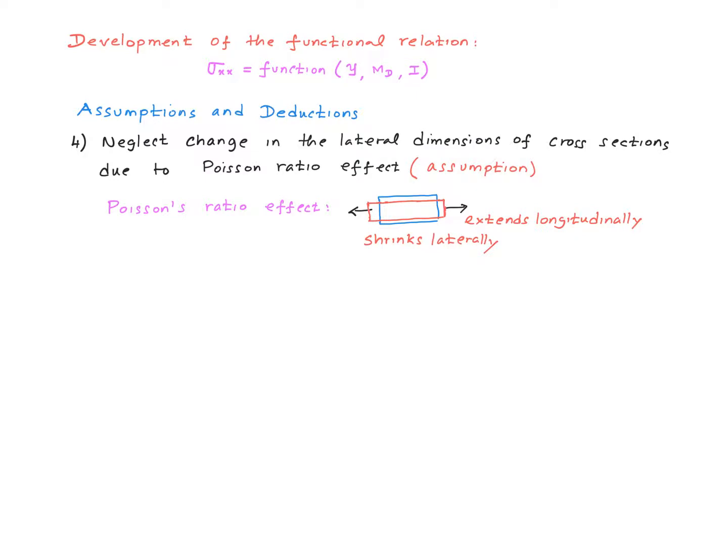We're going to make one more assumption, which is that the change in the lateral dimensions of cross sections due to the Poisson ratio effect is negligible. So what does this mean? You guys recall what a Poisson ratio effect is? If you take a 1D beam and pull it in one direction, it's going to shrink in the other direction, right? It shrinks because of the Poisson ratio effect, right?